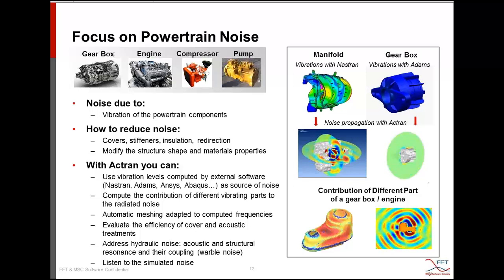Since the last release, Actran 15, automatic meshing can be performed for any radiating component. It is really easy now to perform acoustic radiation, but it is also really efficient because several meshes are automatically generated for different frequency ranges.